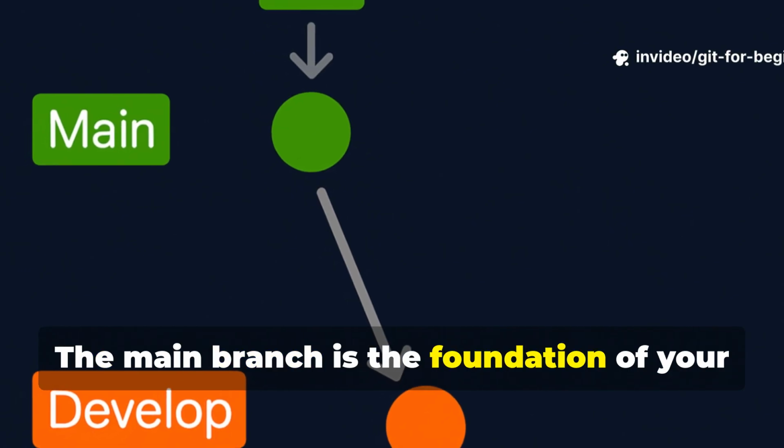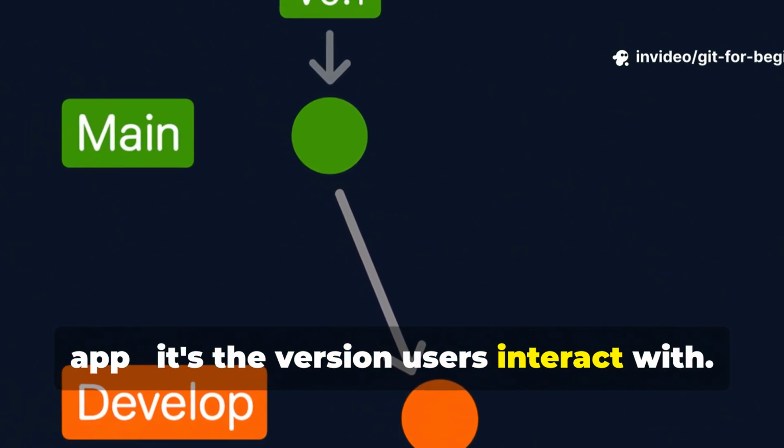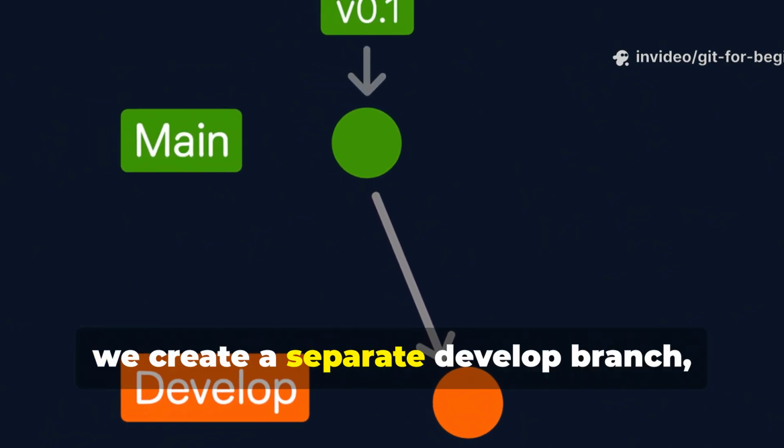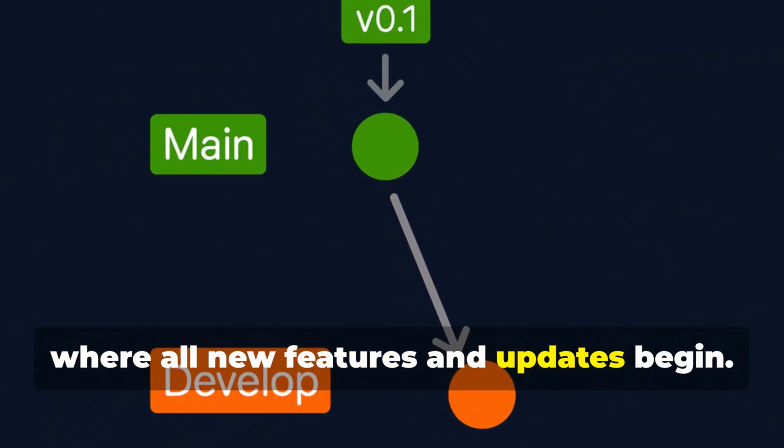The main branch is the foundation of your app. It's the version users interact with. But we don't make changes here directly. Instead, we create a separate develop branch where all new features and updates begin.